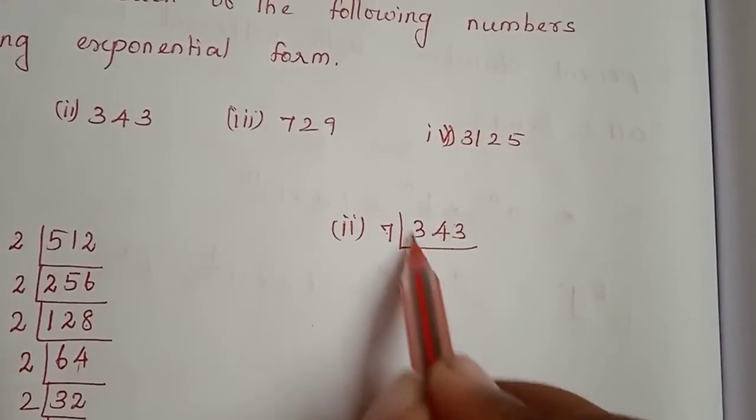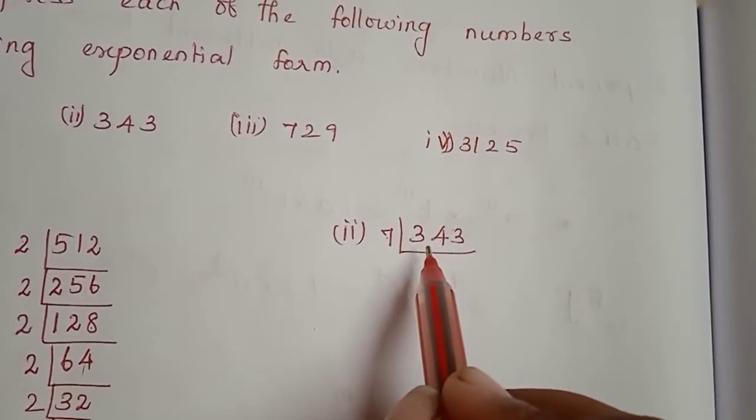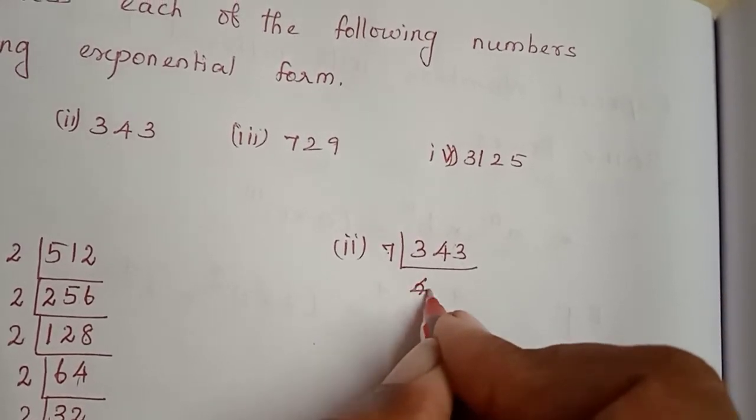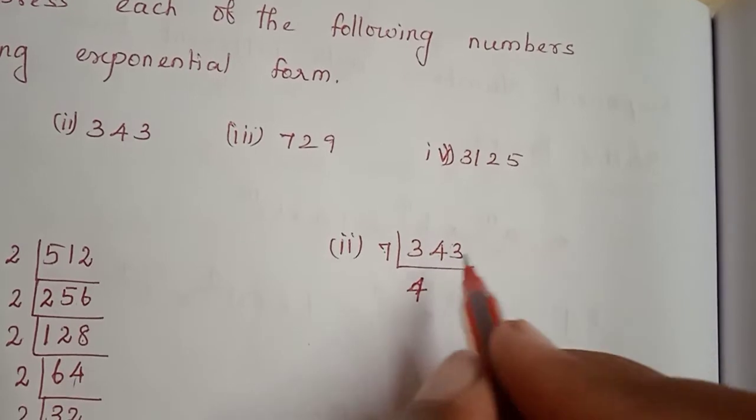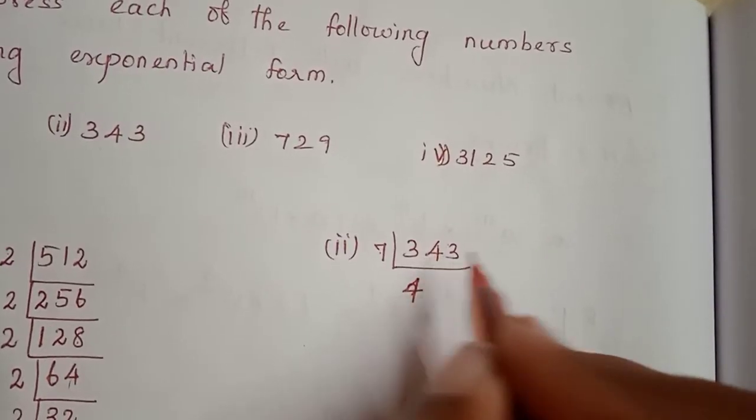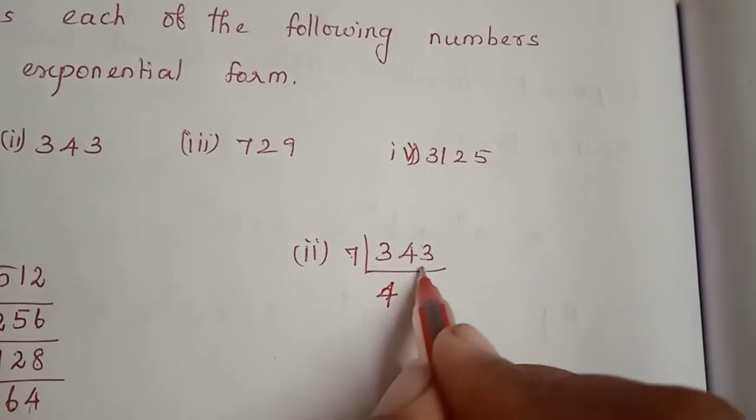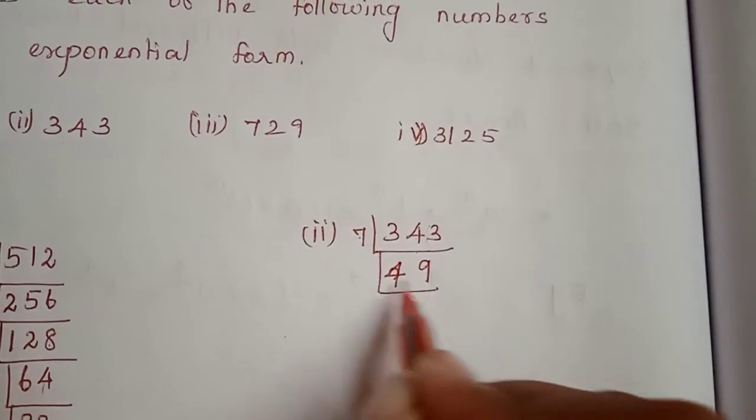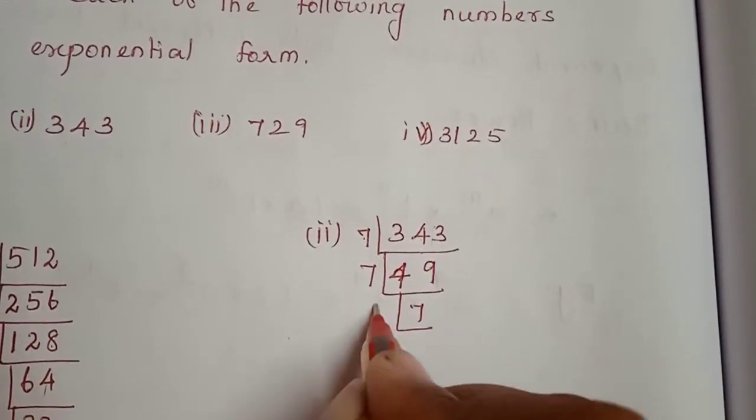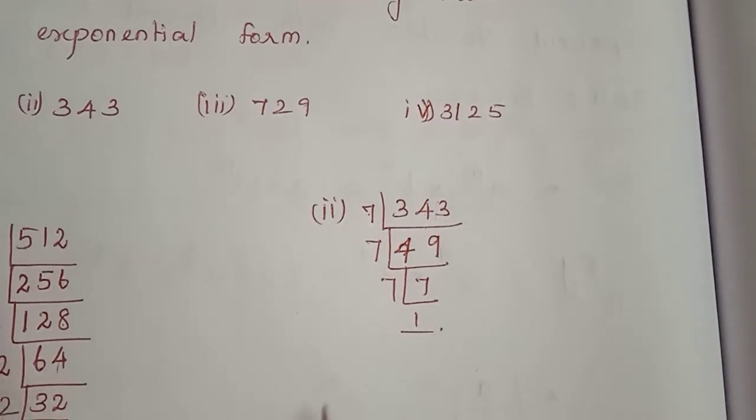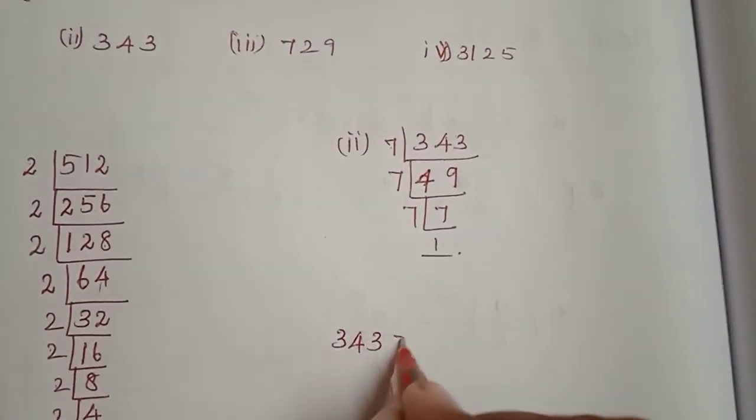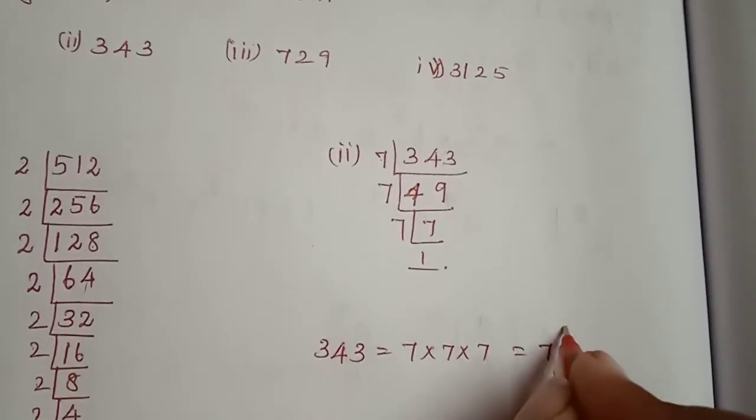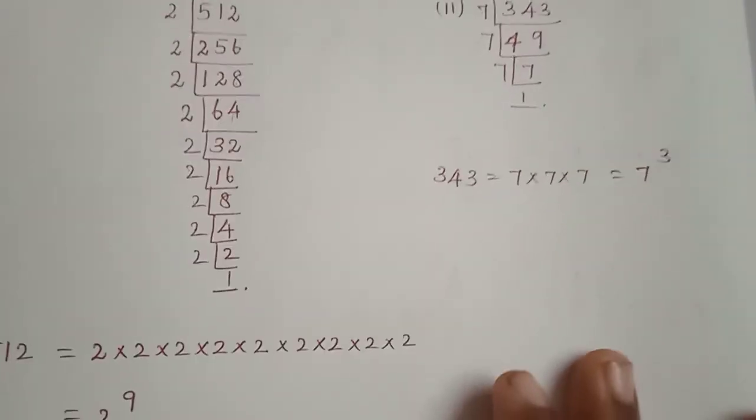In 34, how many 7s do we have? 4 times. 7 fours are 28. Remaining we have 6, it is 63. In 63 we have 9 times of 7. Now it can be divided by 7 again, so we'll get 1. Therefore 343 equals 7 into 7 into 7, which can be written as 7 power 3.